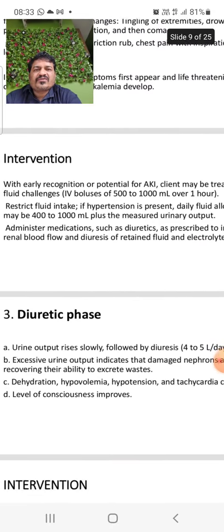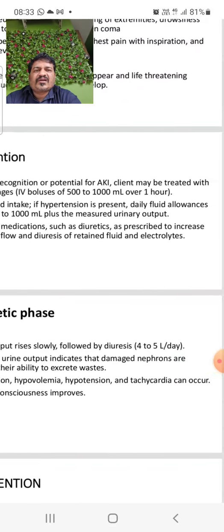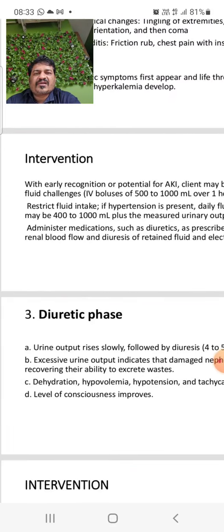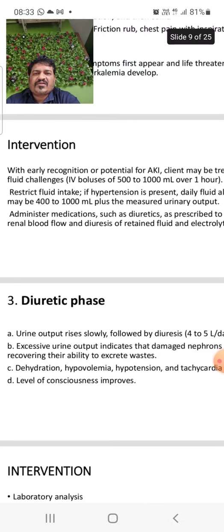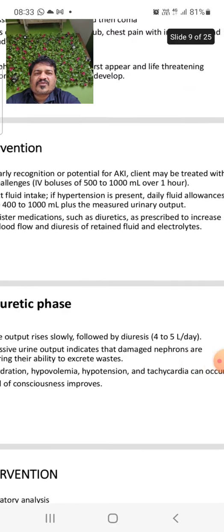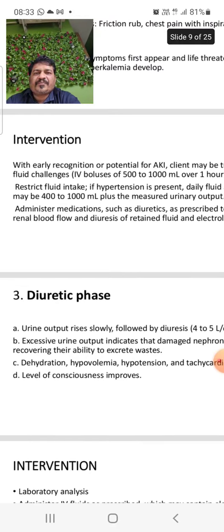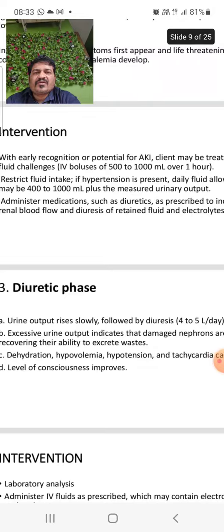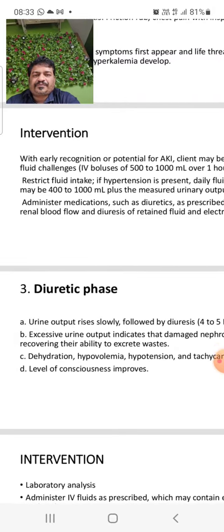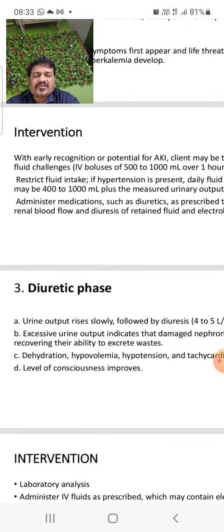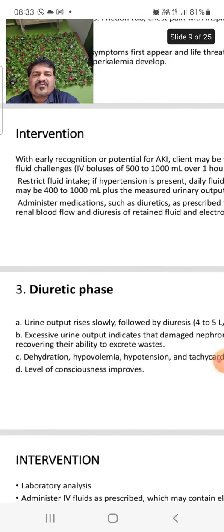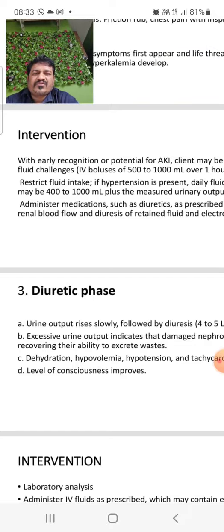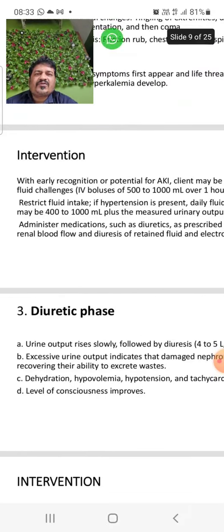Intervention: with early recognition of potential for AKI, the client may be treated with fluid challenges like an IV bolus of 500 to 1000 ml over 1 hour. So, how do you treat the patient? By restricted fluid intake. If hypertension is present, the daily fluid allowance may be 400 to 1000 ml plus the measured urinary output. Administer medications such as diuretics, prescribed to increase the renal blood flow and diuresis, and drain the fluid and electrolytes.